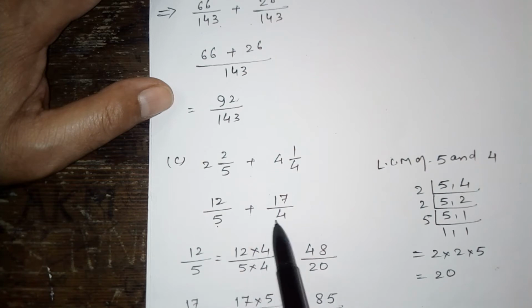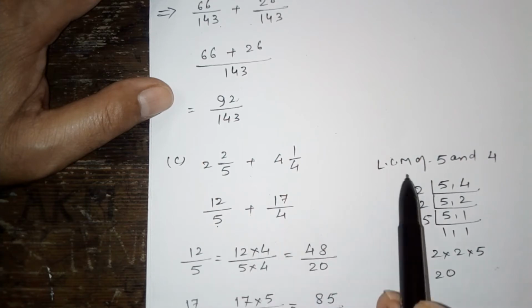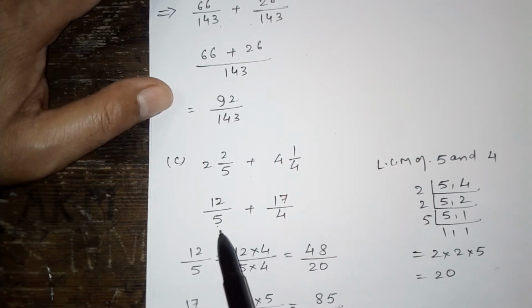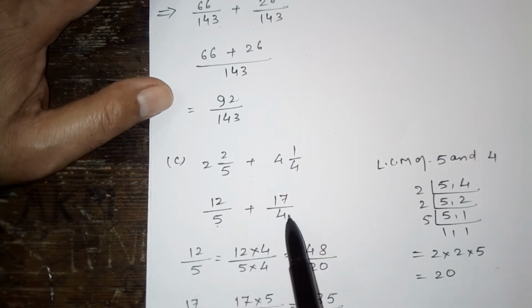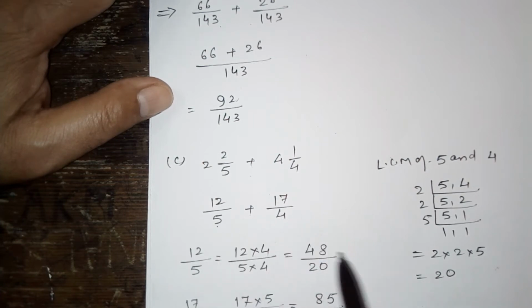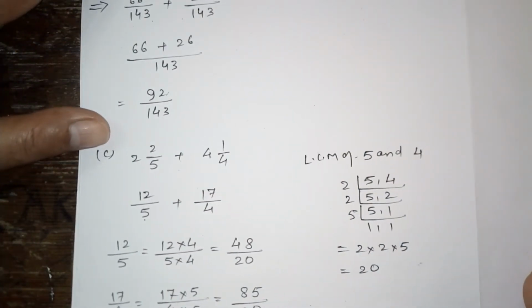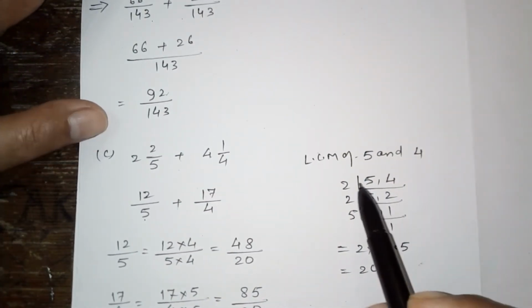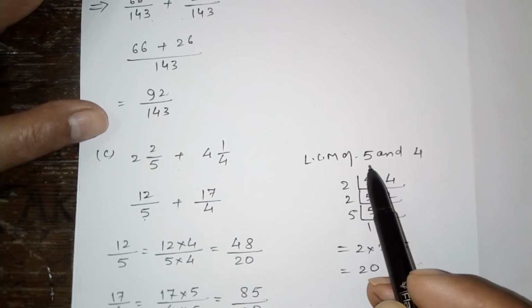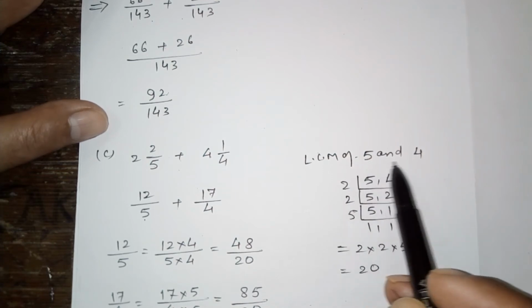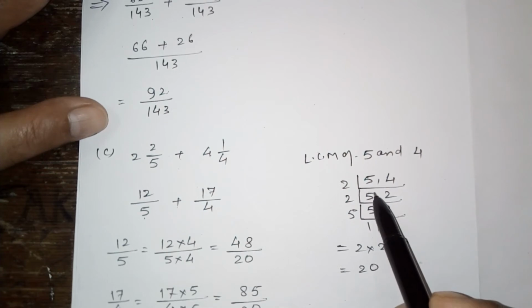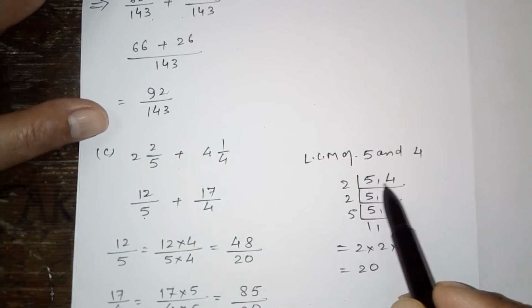These two fractions are unlike fractions. So we will take out the LCM. The reason is that unlike fractions are converted to like fractions. For that we will take the LCM of 5 and 4.